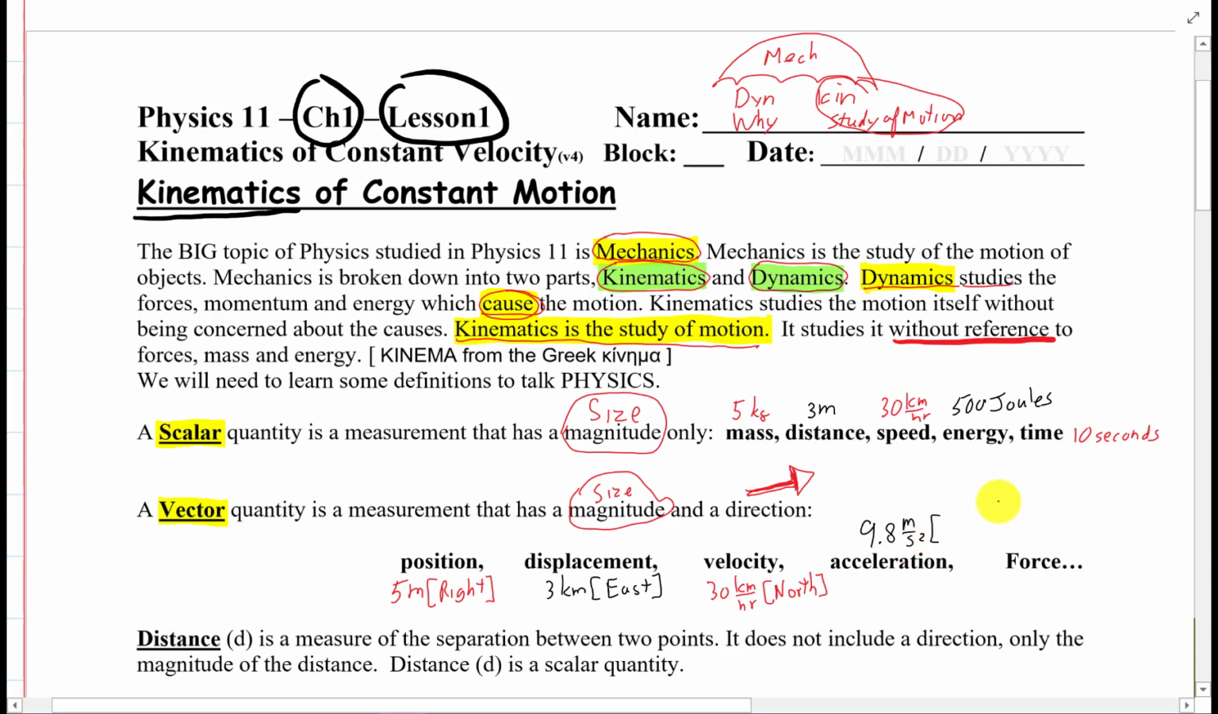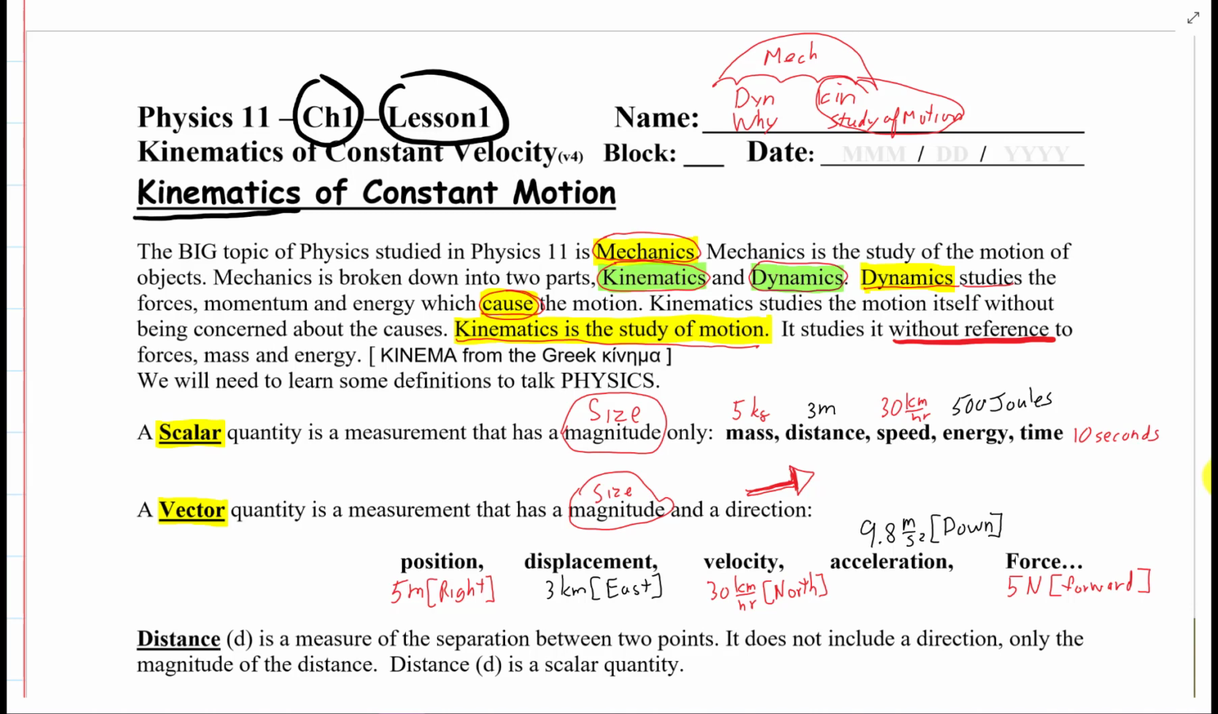Give me a direction for acceleration. We will actually go with down here. I understand you said south and stuff like that. I was just seeing if anyone remembered the 9.8 and the reference I'm talking about, gravity downwards. And force could be 5 newtons forward. You don't have to know the unit newtons yet. Those are just examples.